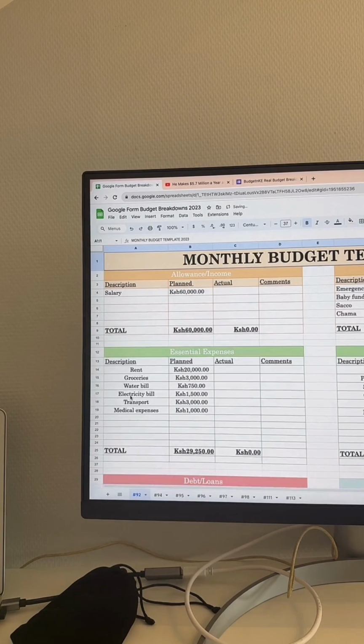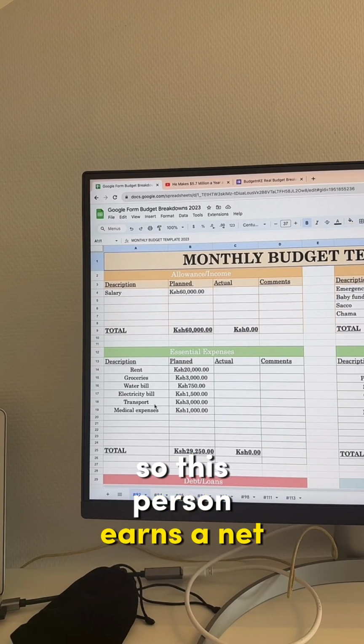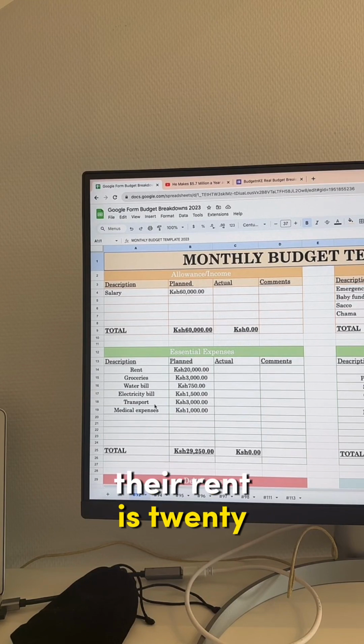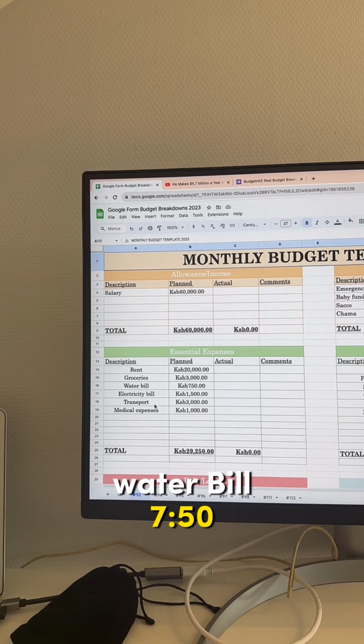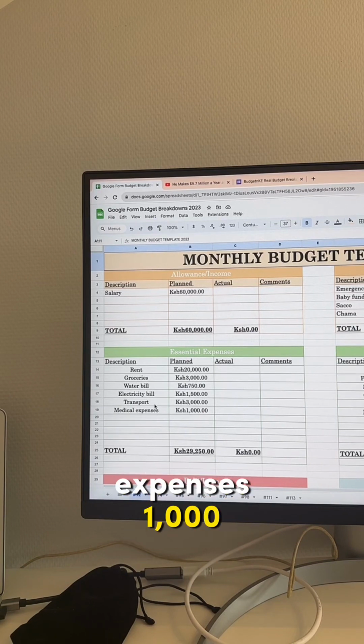Let's see if there's one. I don't know. Let's do 60. I don't think we have many. So this person earns a net income of 60. Their rent is 20. Groceries 3,000. Water bill 750. Electricity bill 1,500. Transport 3,000. And medical expenses 1,000.